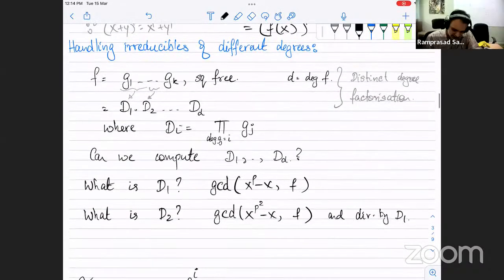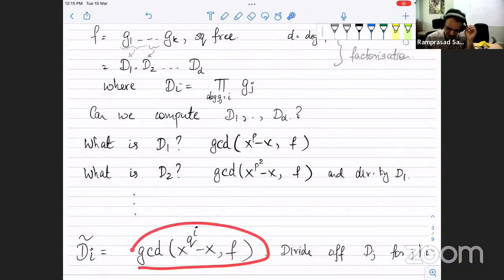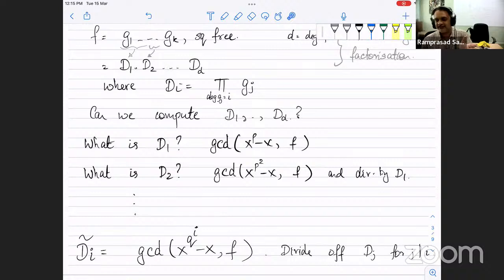In general, what you would do is compute this GCD, where I kept using p everywhere, which probably should have been q, whatever. If you want the degree i irreducible factors, you first compute this. But this will involve not just the degree i factors, but all other d_j where j divides i. So just divide off by all those other things that you have already computed.